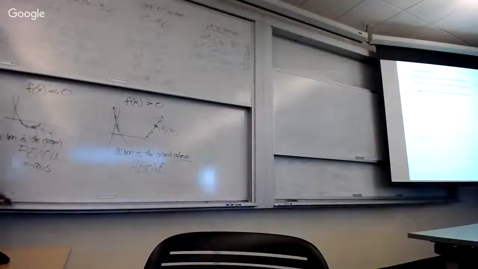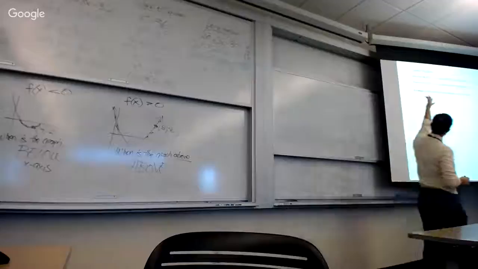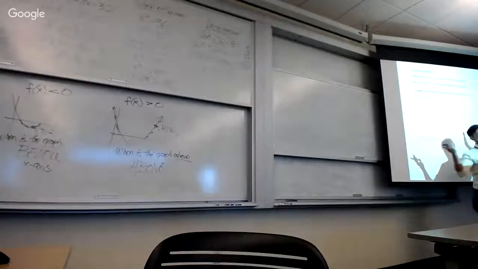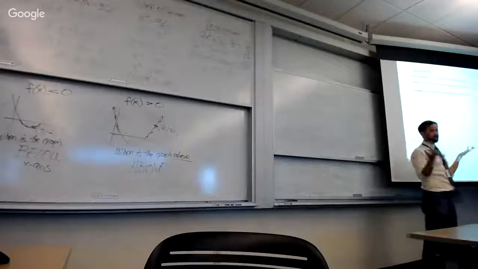So there we have it. I hope that makes sense. So did you all write it down? When we ask f of x is less than 0, we want to know when the graph is below the x-axis. And when f of x is greater than 0, we want to know if the graph is above the x-axis. And that's it.